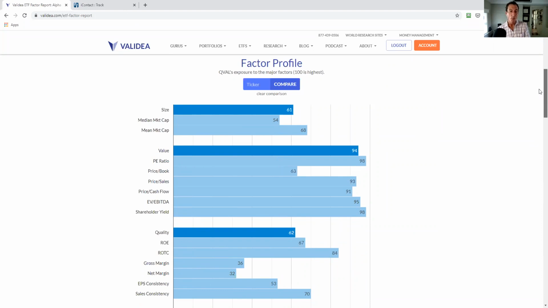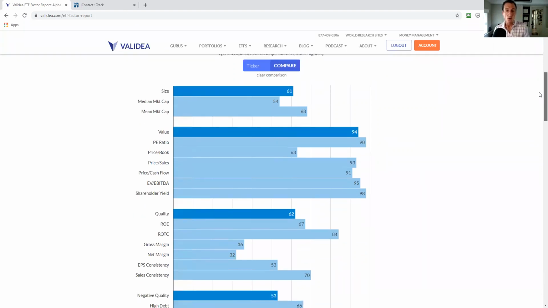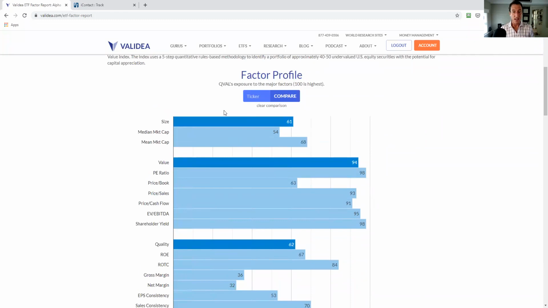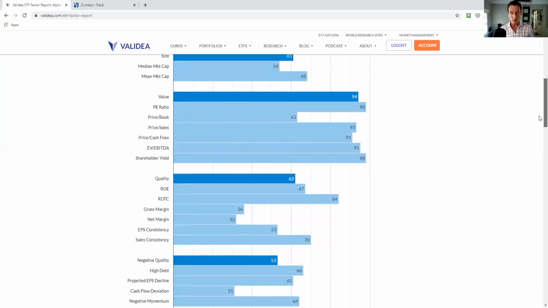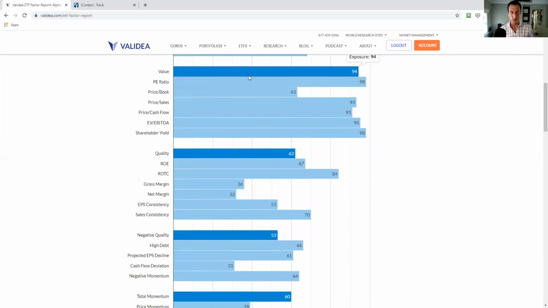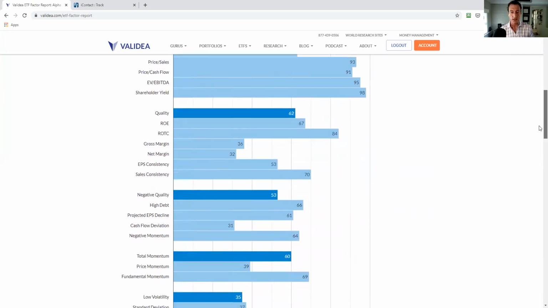Coming down, you get to see basically the same factor profile or factor scores that we saw on the stock side. But what we're doing here is we're looking at the underlying holdings in the ETF. So first is size. It's not small, it's not super big, it's sort of middle. So it's like a mid-cap strategy, really high on value. And here are the value metrics that the companies rank really high on. Quality is decent. Value is the most important metric, though, obviously, in this ETF. I know that for a fact.